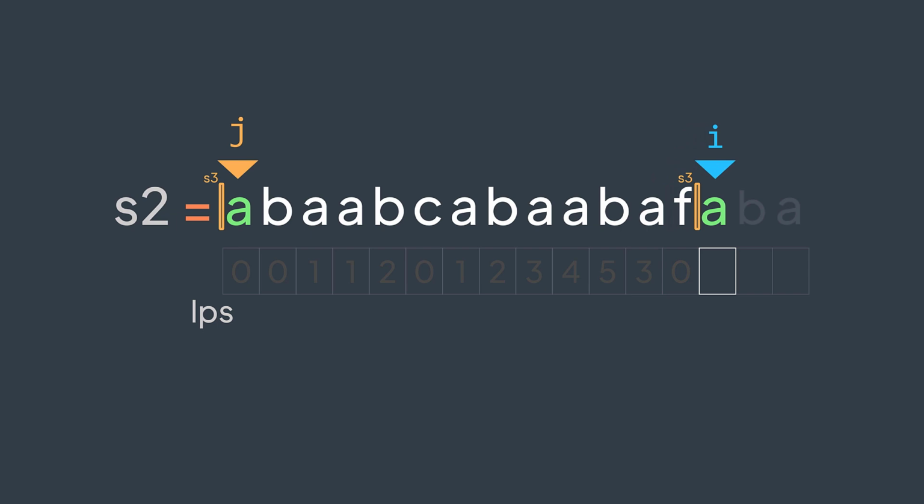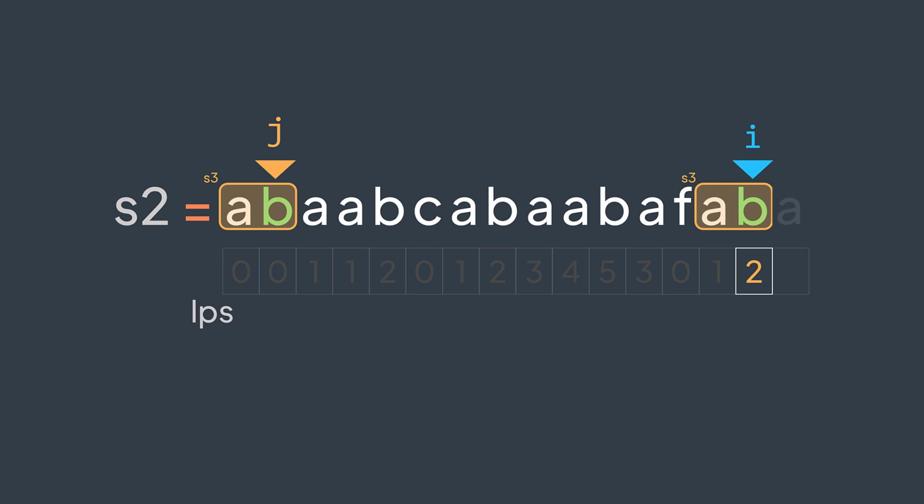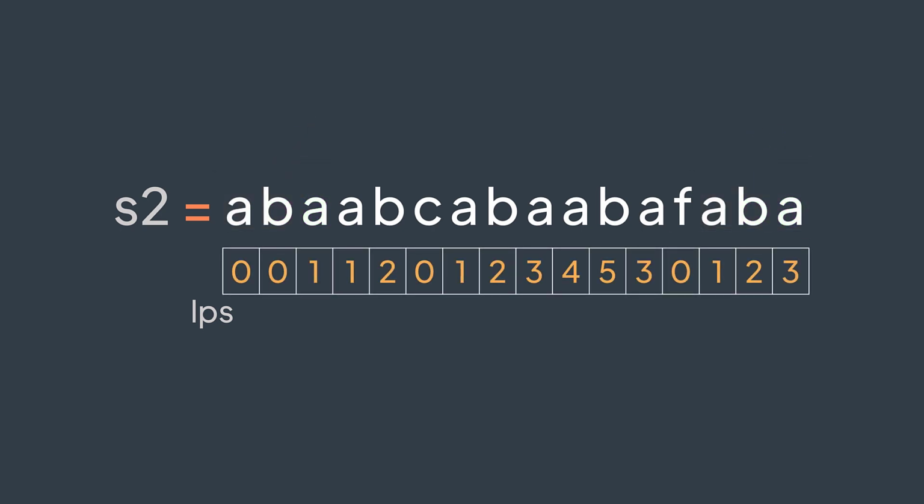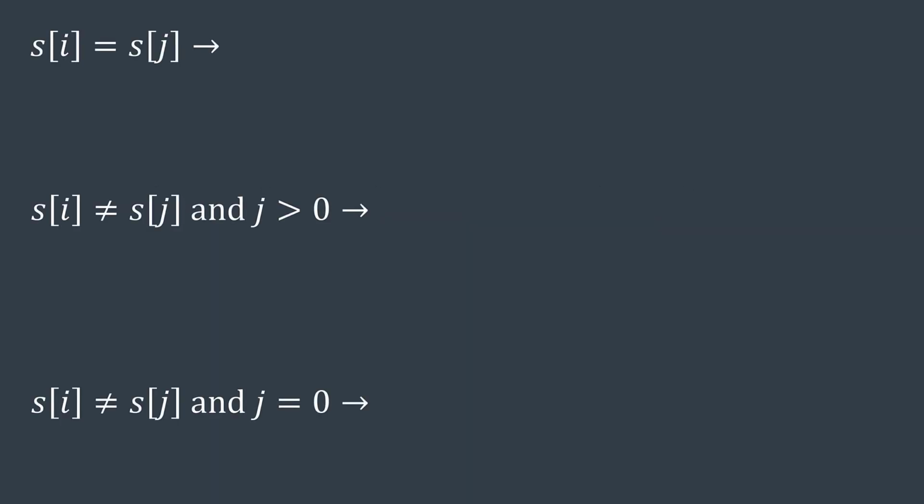Then here S of i and S of j match, we extend, the LPS is A, we put 1. And we continue like that until we finish traversing the string. From this example, we deduce that at each iteration, we compare S of i and S of j, and we have 3 cases. The case where they match, the case where they don't match and j is greater than 0, and the case where they don't match and j is 0.